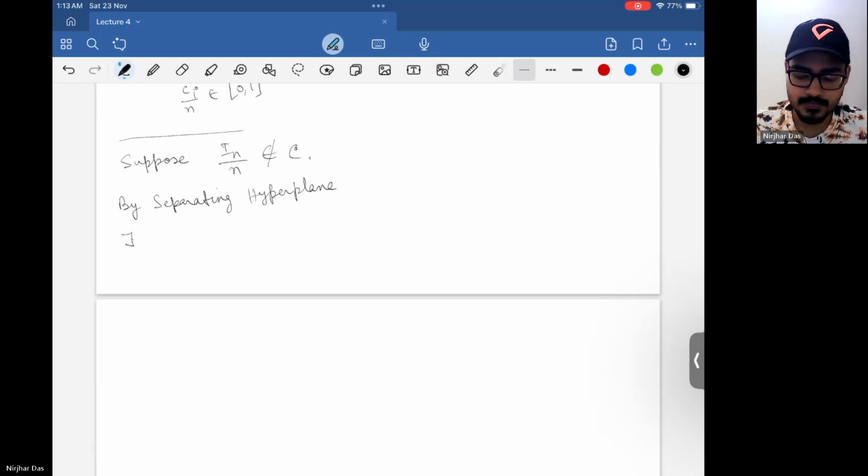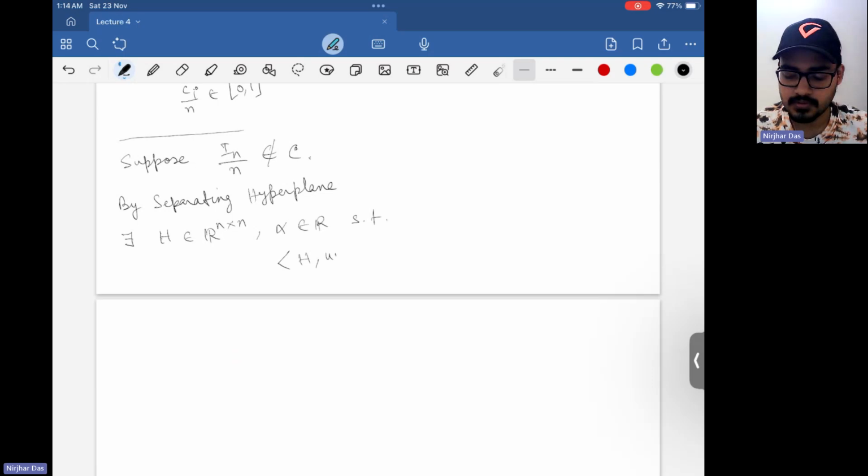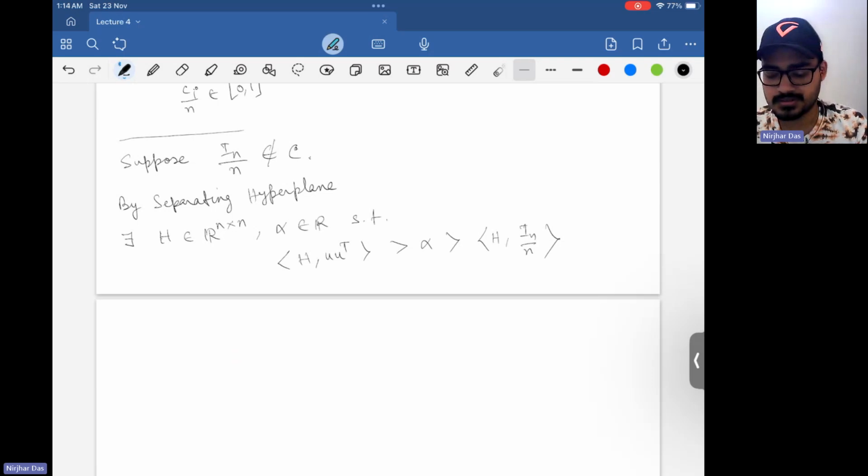So what we get is there exists H belongs to R^{n×n}, and alpha belongs to R such that H of UU transpose is strictly greater than alpha, strictly greater than H of I_n by n. So note that we are writing in this inner product form, and we earlier showed that this inner product form is the same as writing them as long vectors and taking that inner product. This is just for the ease of representation that we will adopt this notation.